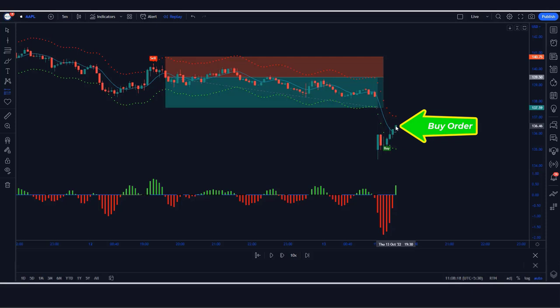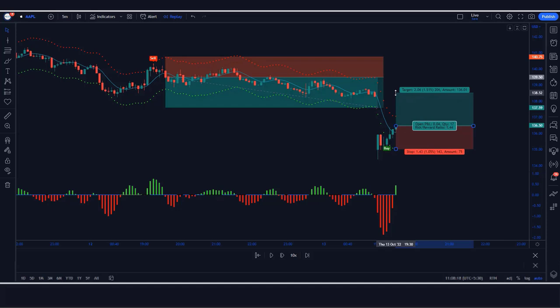Our stop loss will be placed at the low plot line of the Jurek Zones indicator. And the risk to reward ratio will be 1:1.5. Let's see what happens to our trade.